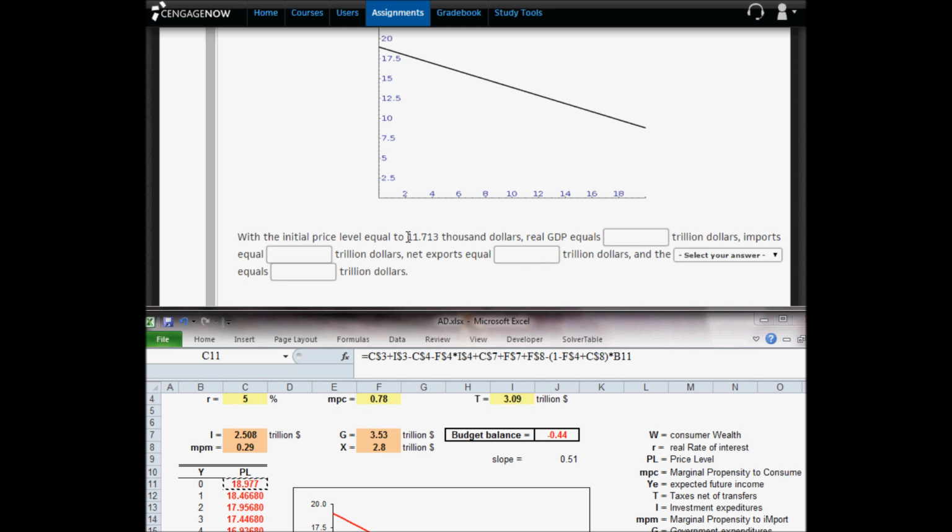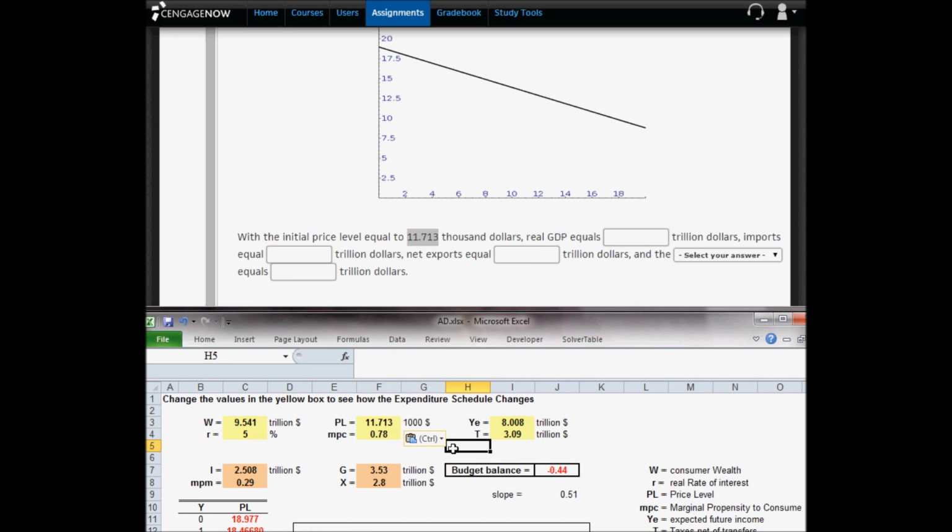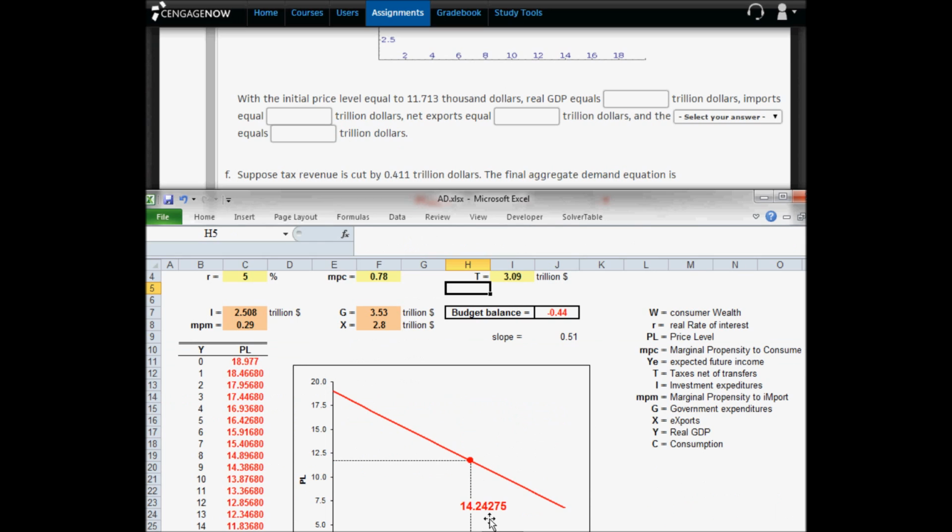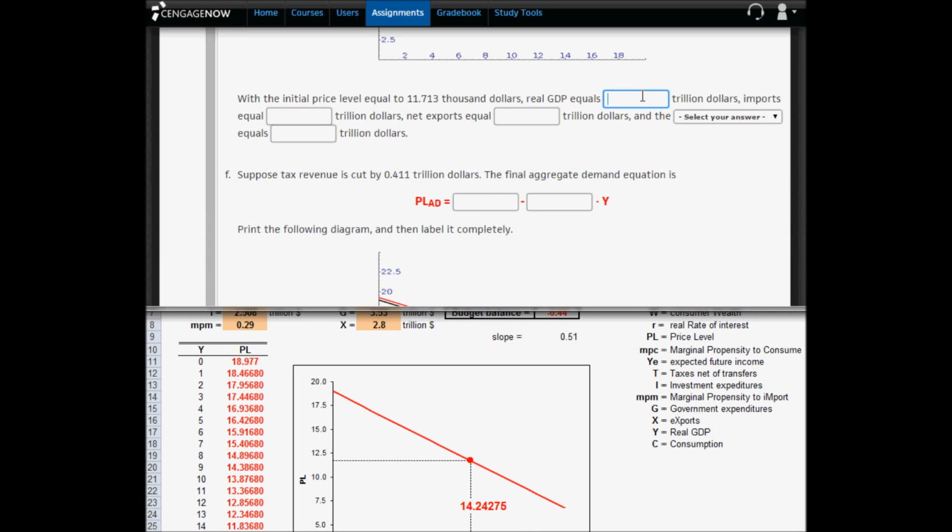Now the price level is equal to this value here. Real GDP is going to be equal to 14.24275. We wanted it to 3 decimal places though, because the 4th digit is 7, we make that 23.